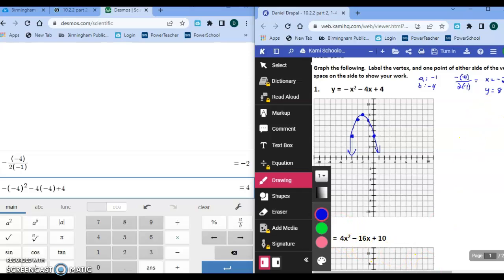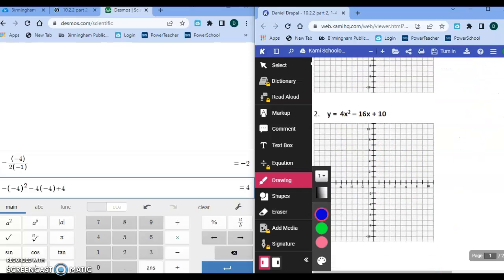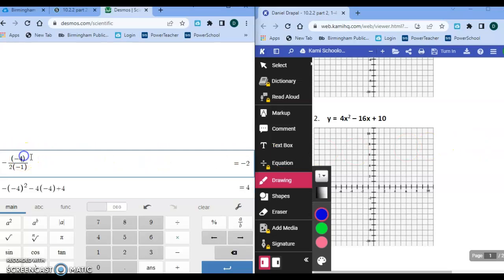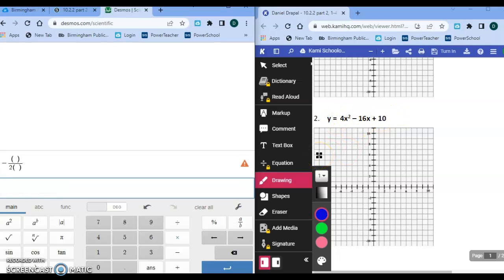All right, so now we're going to guide through this second one here. And again, over here, I'm going to back this out. I'm still going to use that -b over 2a formula. Obviously, my a and my b are going to change. But here, I'm going to type in this equation just to get started, because I know I'm going to be putting in a bunch of numbers. 4x squared minus 16x plus 10.